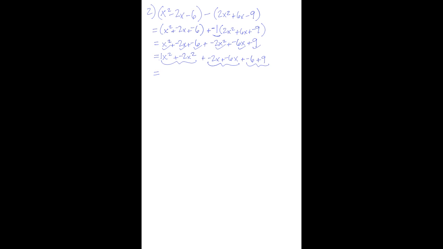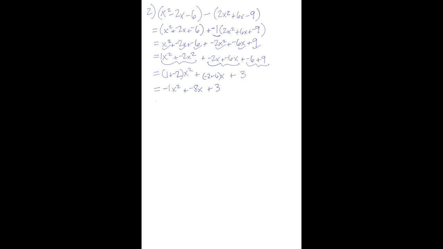So I have x squared terms here, so I'm going to add the coefficients in front of the x squared, which is 1 plus negative 2. Here I have like terms with an x in them, so I'm going to add the coefficients in front of the x's to get negative 2 plus negative 6. And here I've just got two regular numbers, so I can go ahead and add them. Negative 6 plus 9 is positive 3. So 1 plus negative 2 is negative 1, x squared. Negative 2 plus negative 6 is negative 8, x, plus 3.